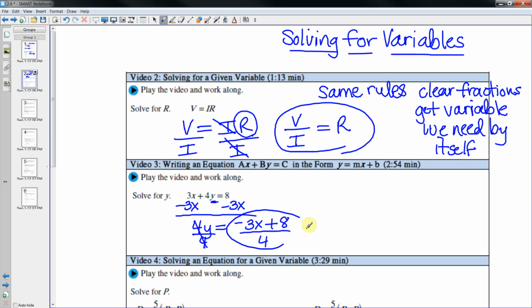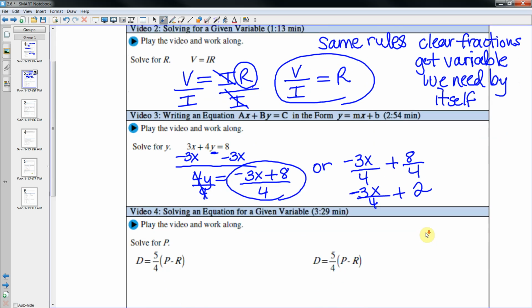So this is one way I could write it. Or if I want to put a 4 underneath each one of those, I could have negative 3x over 4 plus 8 over 4. I could do that. And if I do that, the computer probably is going to want me to reduce that 8 over 4 to 2. So again, you can write that either way and that will be correct.